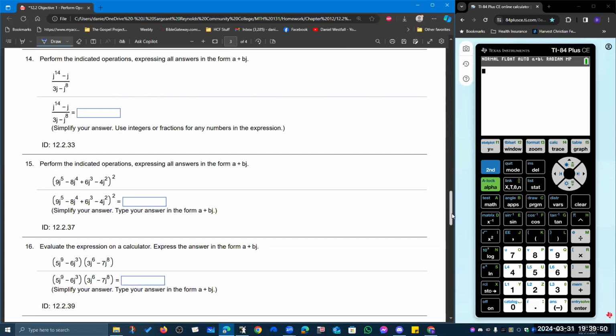Almost ready to start letting us use the calculator, but not quite. So let's simplify these before we get started. J to the 14th is the same thing as j squared minus j over 3j minus 1. It's going to give us negative 1 minus j over 3j minus 1. And let's make this negative 1 plus 3j. And we're going to multiply top and bottom by negative 1 minus 3j.